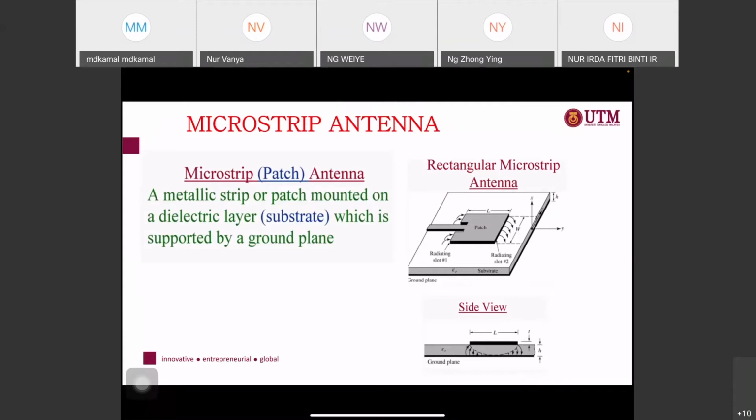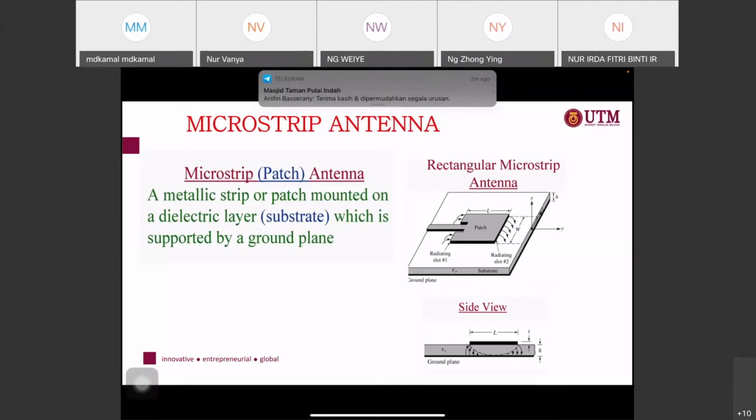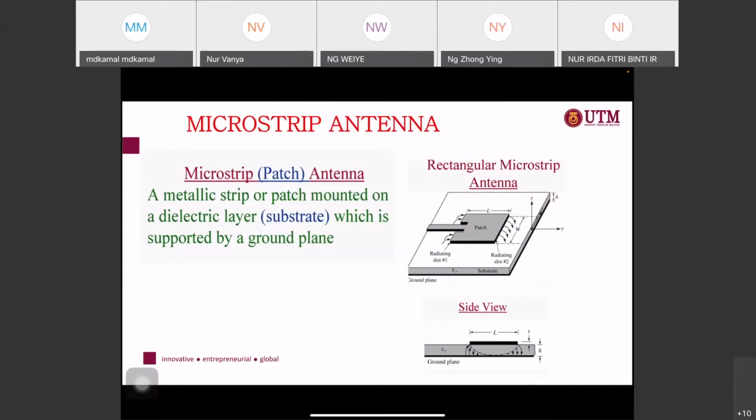As I mentioned to you, a microstrip antenna is a metallic strip or patch mounted on a dielectric layer, which is supported by a ground plane. As you can see from this rectangular microstrip antenna, you have a ground plane, you have a substrate, you have the patch element. The most important thing of this particular structure is your length. Length L is usually half wavelength.